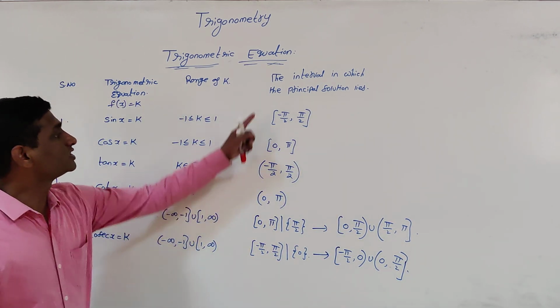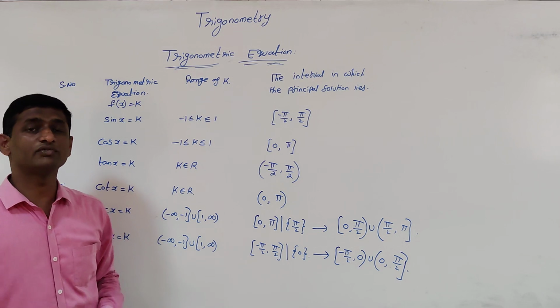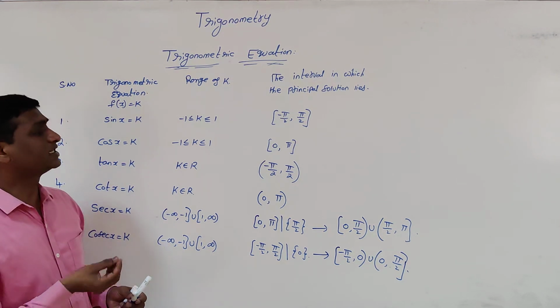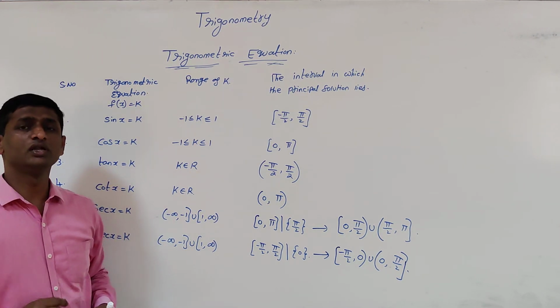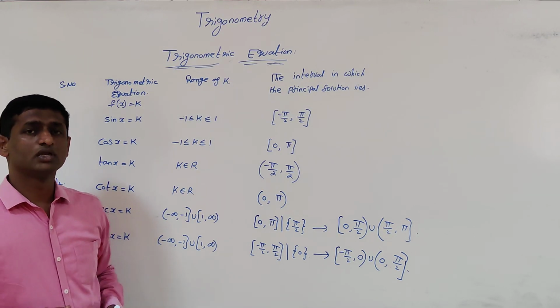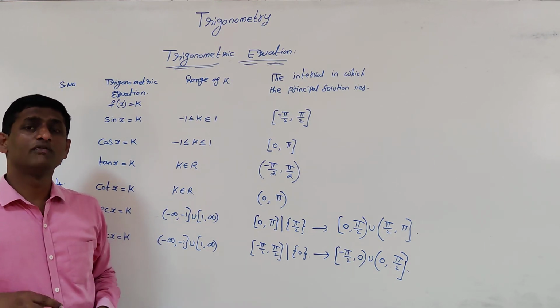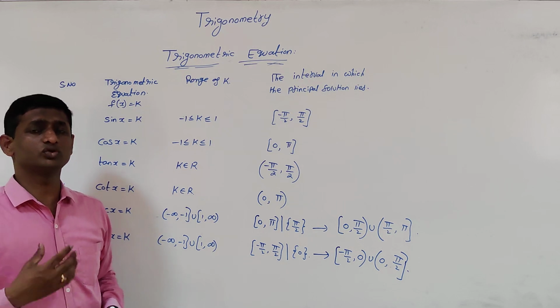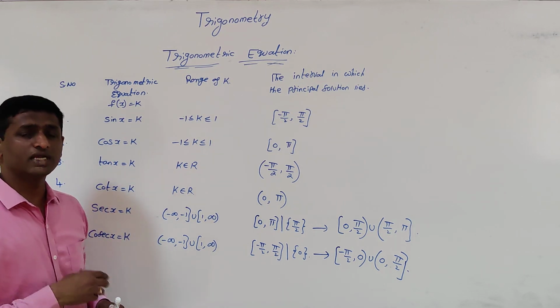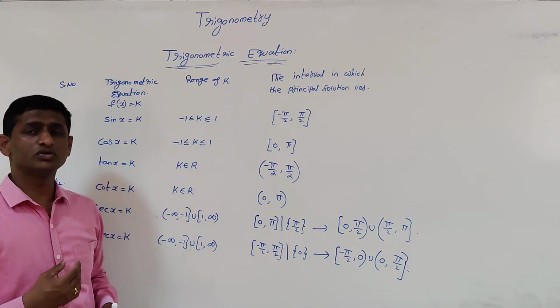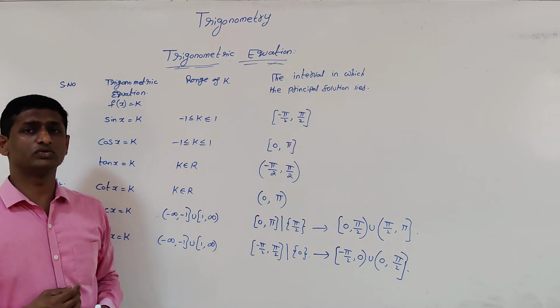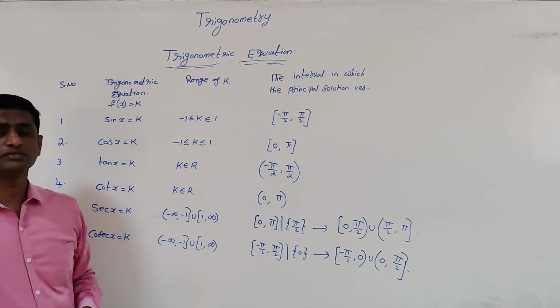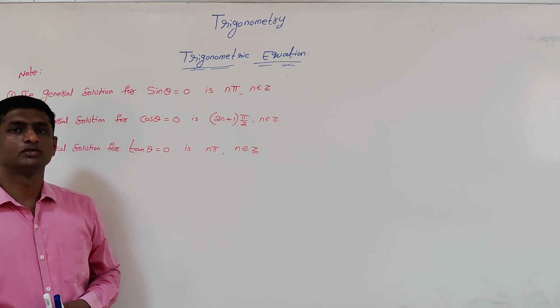So these are the principal solutions, which satisfy the equations for different trigonometric functions. Now, based on the principal solutions, we'll go for the general solutions. For sin theta equal to 0, cos theta equal to 0, and tan theta equal to 0. So we'll see one by one.